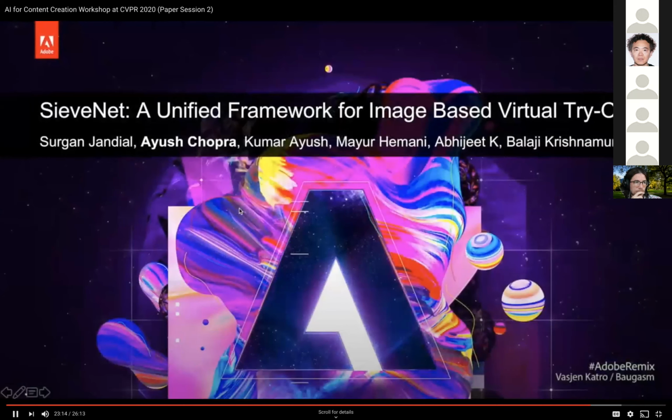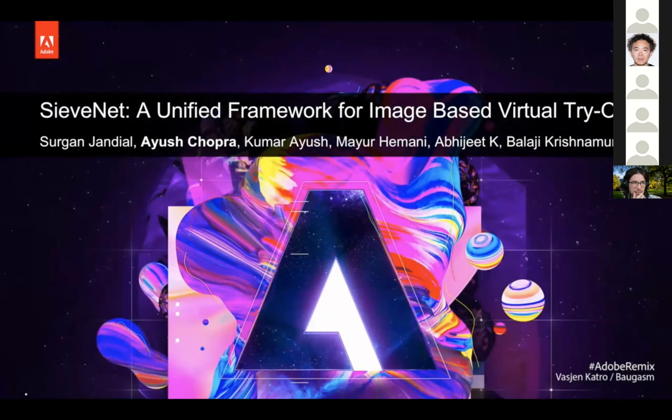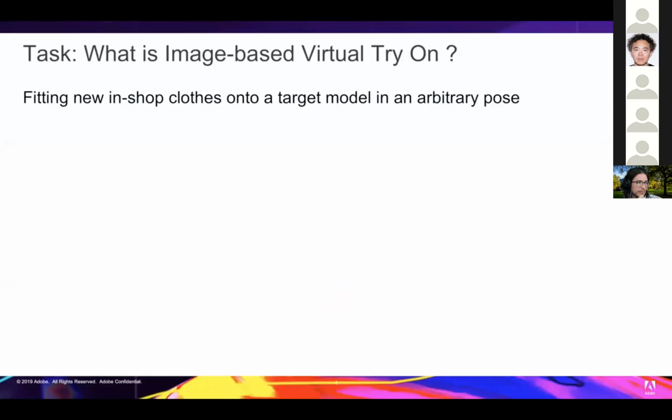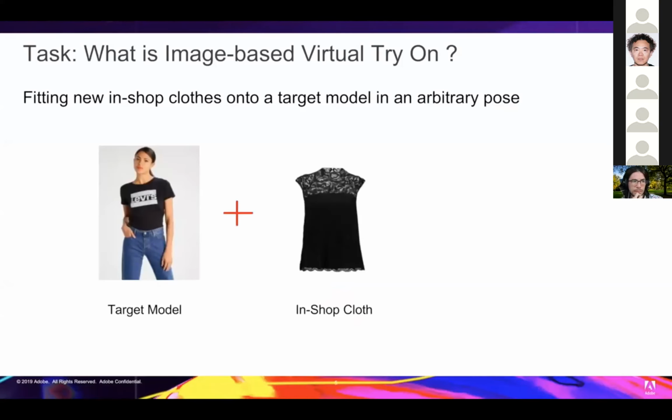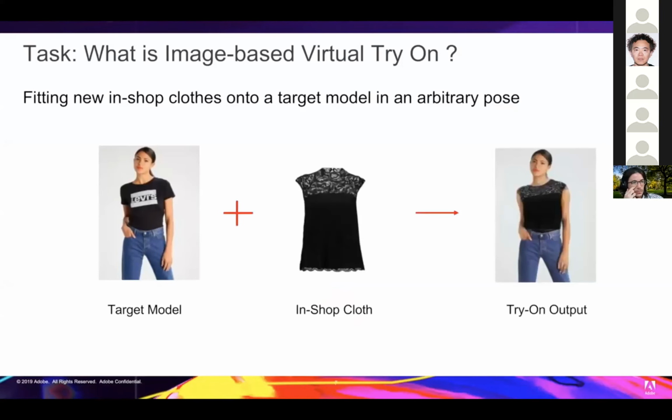Hi, I am Ayush from Adobe. I'll be talking about our work on image-based virtual try-on. The task of image-based virtual try-on involves taking as input the image of a target model and a new in-shop cloth, and swapping in the cloth on the model to generate the try-on output.